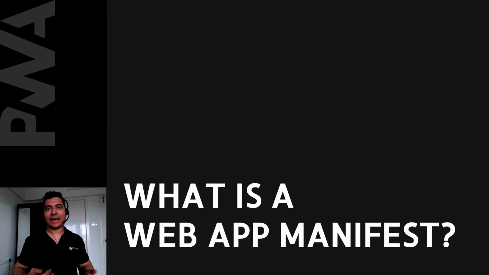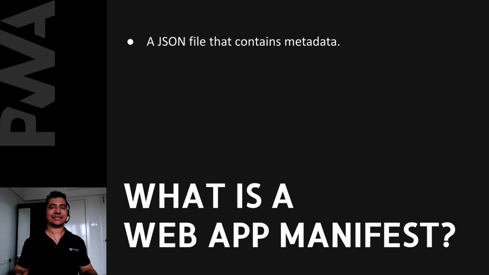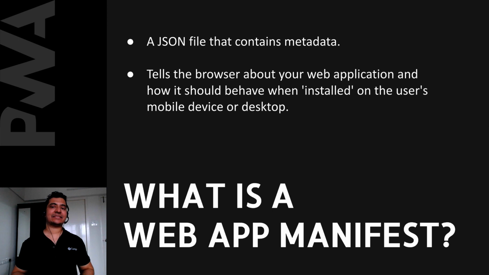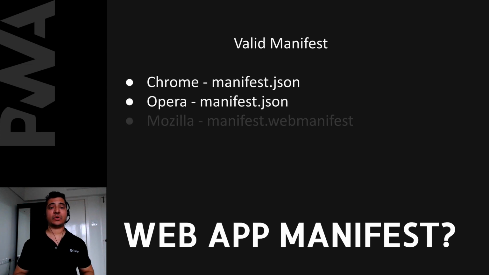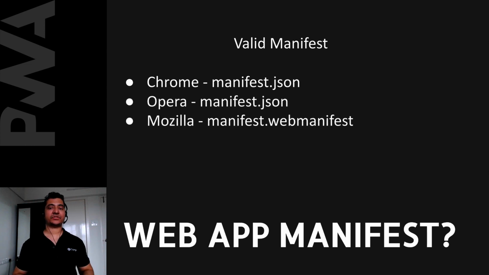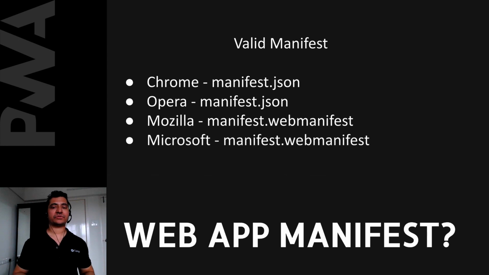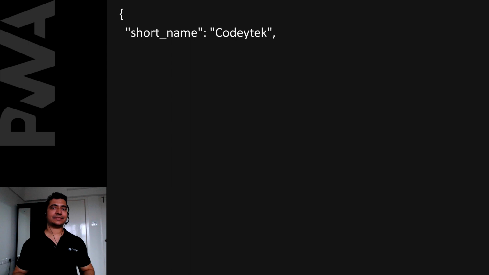So what is a web app manifest? Well, it's just a JSON file that contains metadata. It basically tells the browser about your web application and how it should behave when installed on the user's mobile device or desktop. So a valid manifest for Chrome would be manifest.json, same for Opera; for Mozilla it's manifest.webmanifest, Microsoft is manifest.webmanifest, etc. And this is how it looks like.